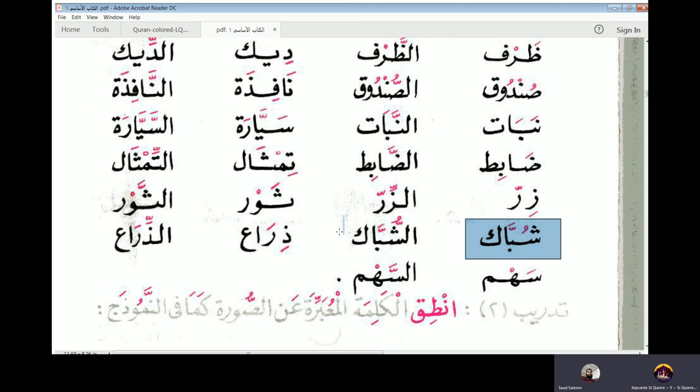Tubakun, a window. Tubakun, a window. Ashubaku is the window.